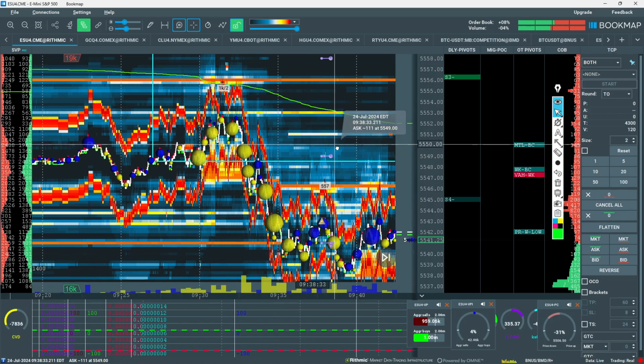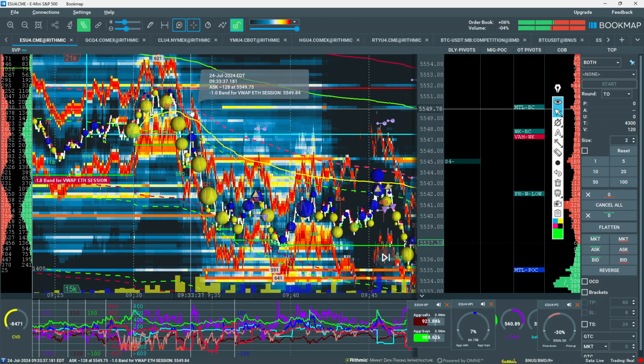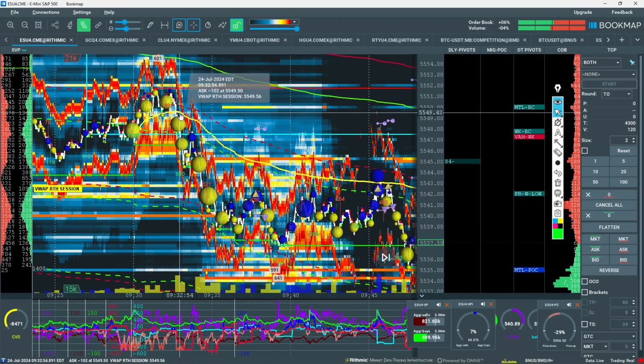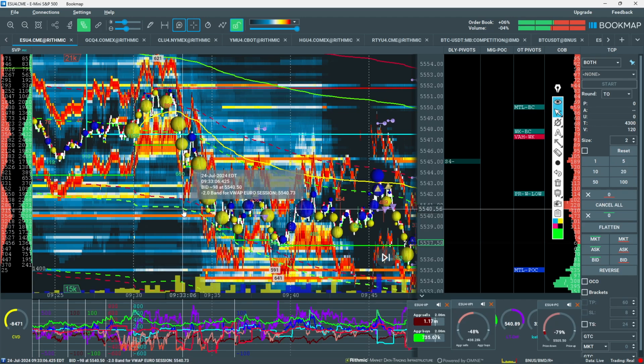All right, so as we're moving down, we lost VWAP. We pushed above, hit minus 1 on the ETH session, minus V1, which is the first lower deviation. So I call it minus 1 VWAP, let's call it that. We lost VWAP from the RTH session, pushed down to minus 2 VWAP, and also minus 1 VWAP and minus 2 VWAP from the ETH session, the Euro session, my bad.